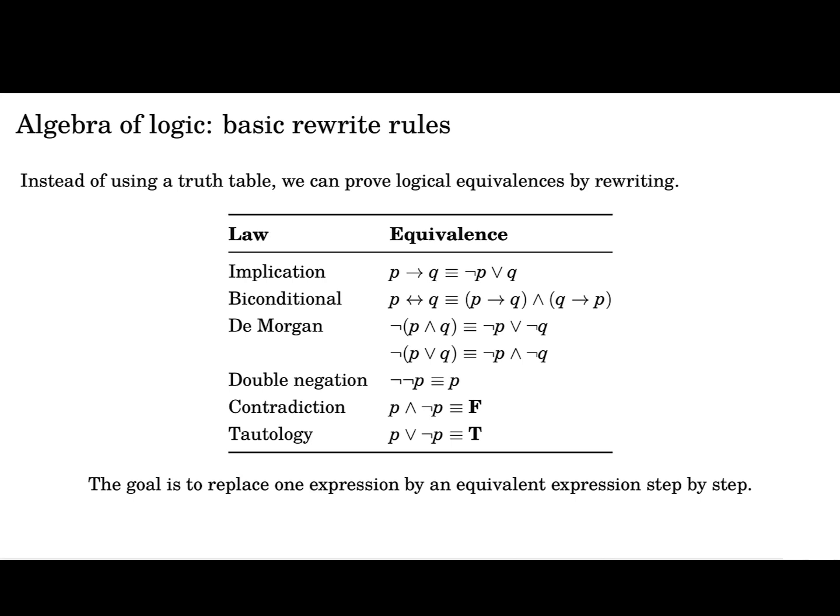The second rule is biconditional. Biconditional says that P if and only if Q is equivalent to P implies Q and Q implies P, right? So when you have a biconditional, you can break it into two implications. And now we have the implication rule where you can break it into nots and ors, which means that everything that has a biconditional and implication, you can ultimately break down to nots, ors, and ands, and just operate with nots, ors, and ands, right?